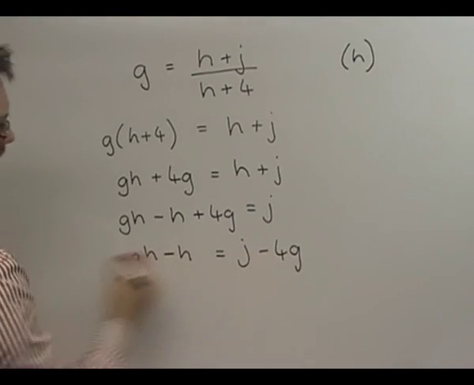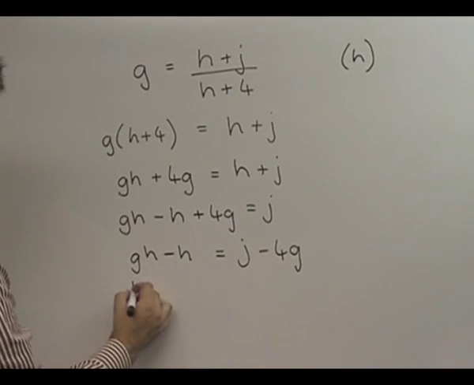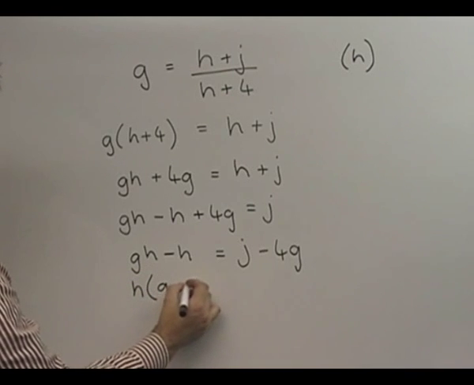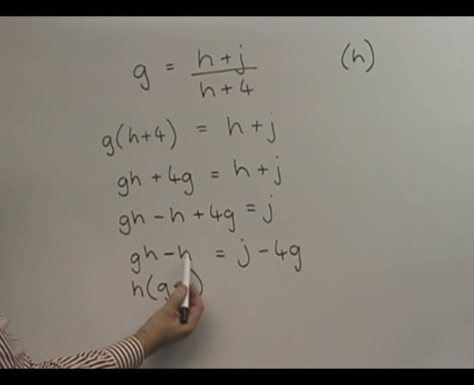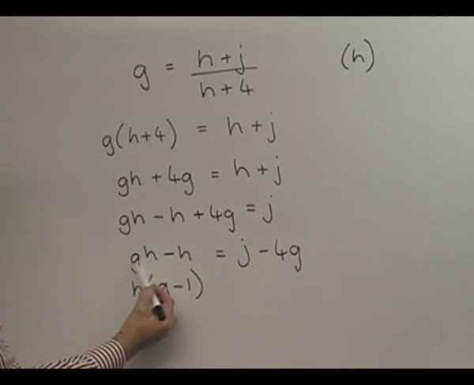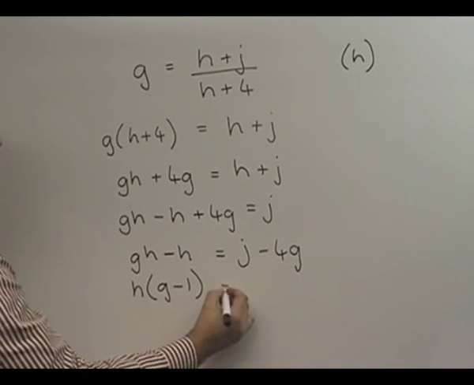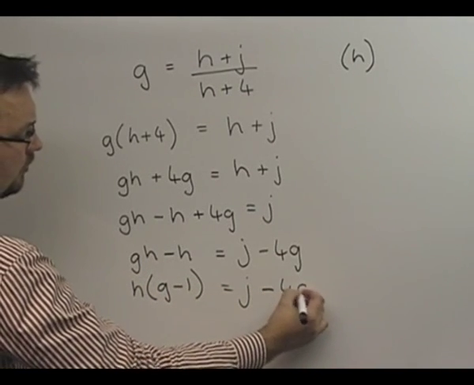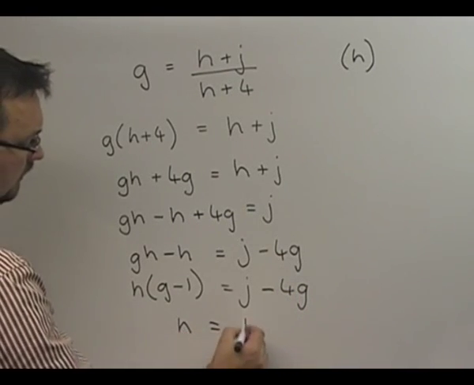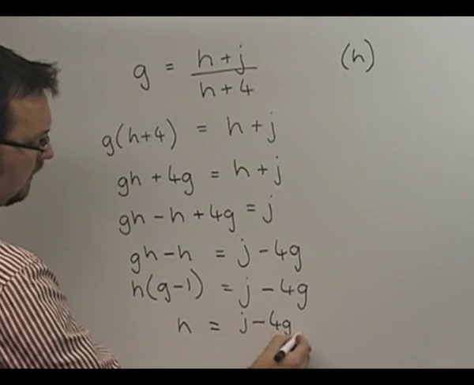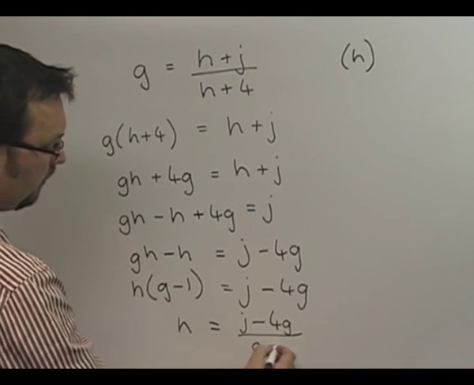And now I'm ready to do the big secret, which is to factorise. Now be careful when you do this. A lot of people make a mistake here, because what I'm doing is I'm taking h out. So I'm dividing this by h and this by h, so h becomes outside, but remember you've got to have 1 on the end, so when I expand this, h times g is gh, h times -1 is -h, and that equals j take away 4g. And my final move to make h the subject is to take that and divide it by g take away 1.